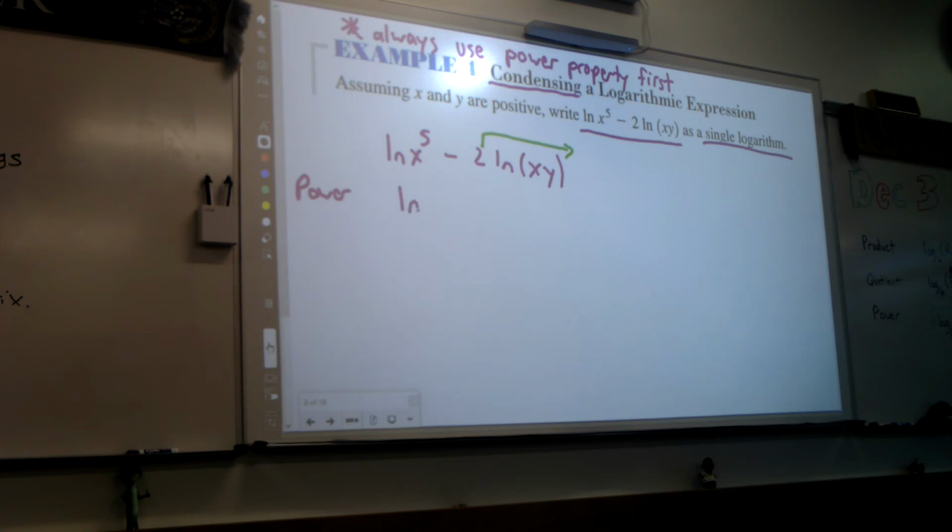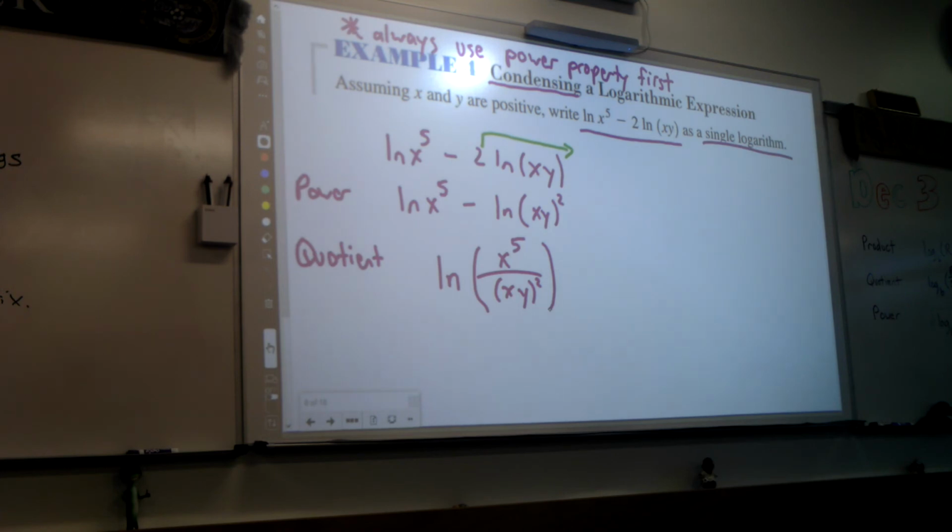So we're going to write this as ln of x to the 5th minus ln of xy squared. Awesome. Which property are we going to use next since they're subtracting? The quotient property, which we're going to write as dividing. So this is ln of x to the 5th over xy squared. Okay, are you okay with that so far?